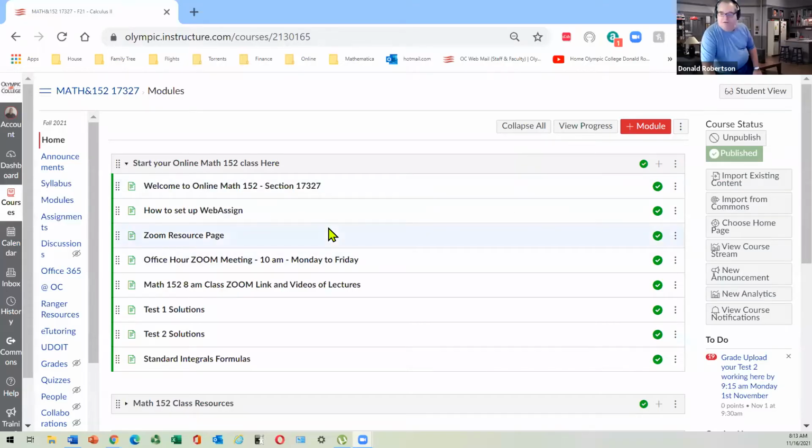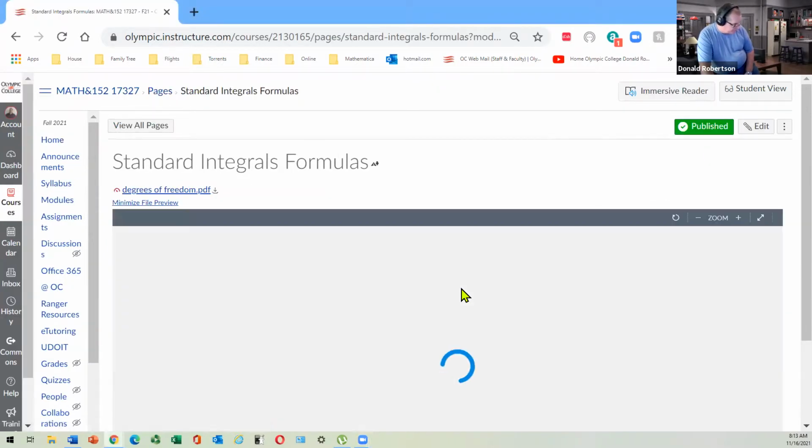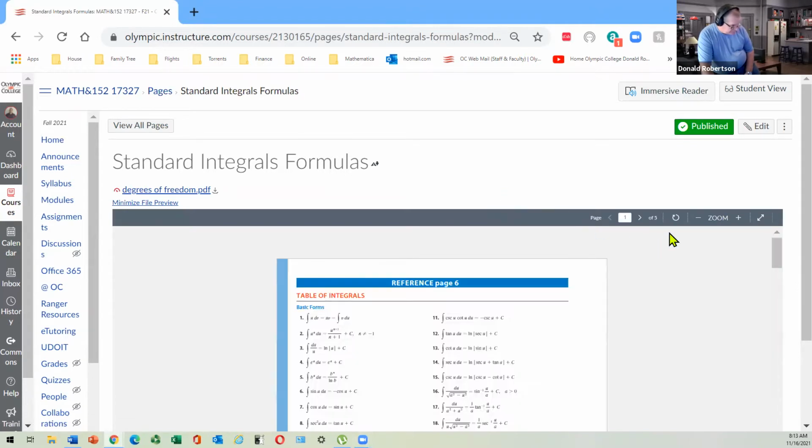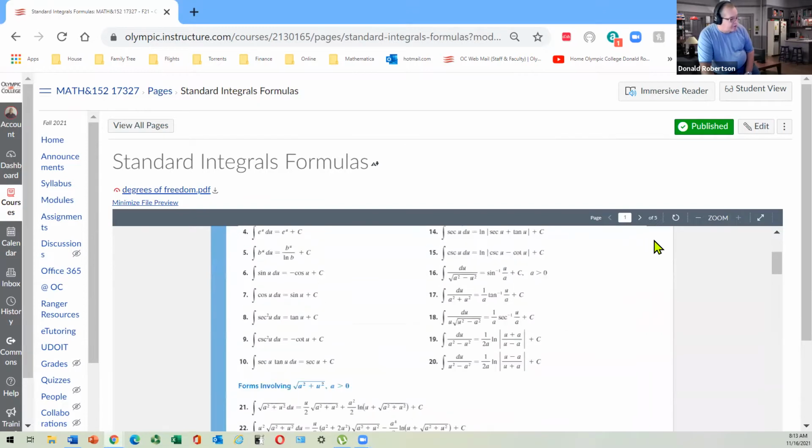Are you looking at Canvas now? Right. See this guy at the bottom? Standard integrals. I found it on the ebook and just copied it because it was so hard to find. So here we go. When I click on this and zoom it up, these are the standard integrals.